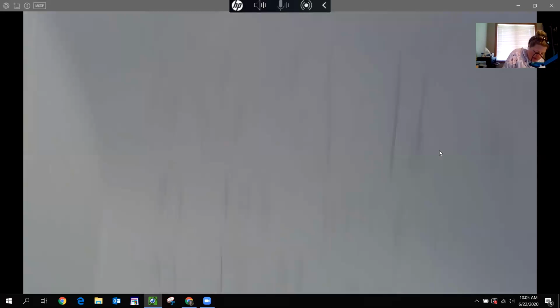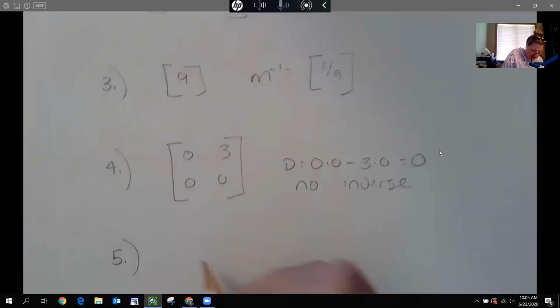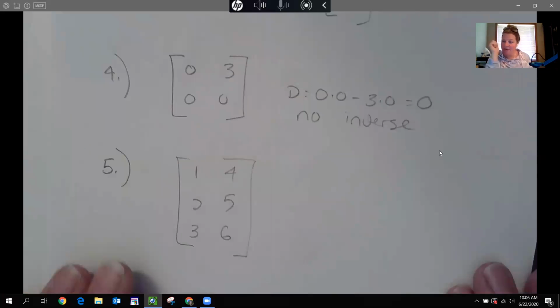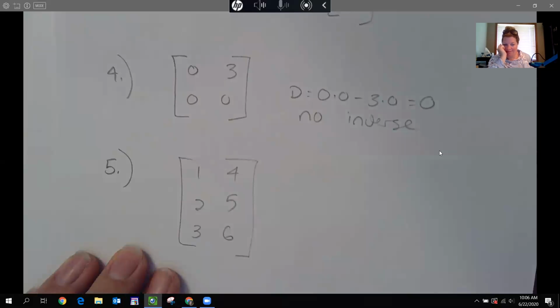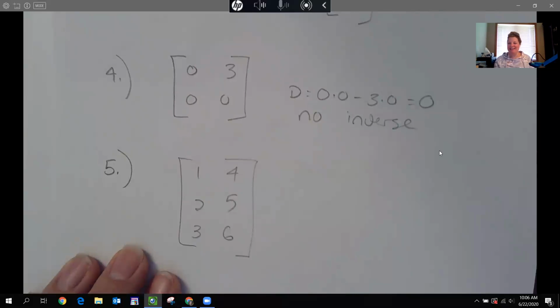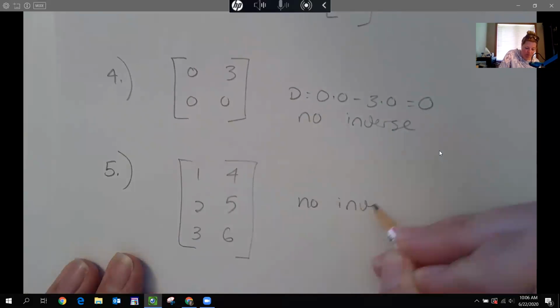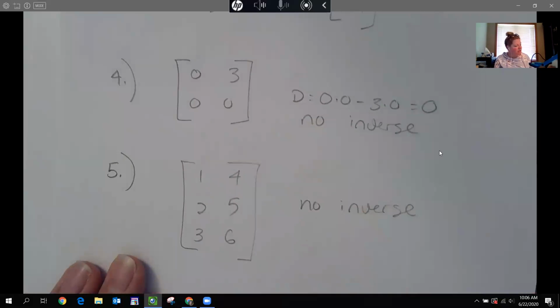Last kind of tricky one here. What if I have 1, 2, 3, 4, 5, 6? I'm lazy. What if that's my matrix? What's the inverse? Can't do it. Not square. It doesn't work. I can't get the identity. There's not an identity for something that's not square. So no inverse on this one either. Okay, so those are my tricky ones.